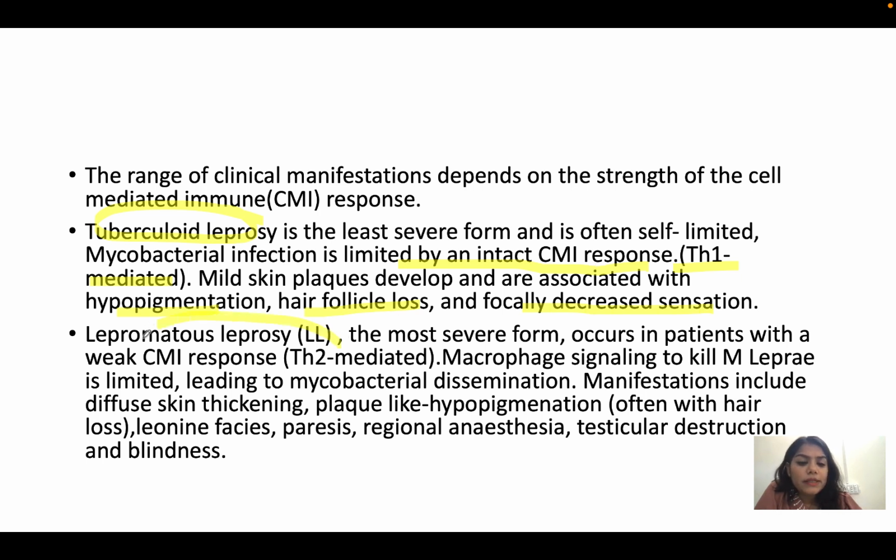And the other pole is the lepromatous leprosy. It is the most severe form, and it occurs in patients who generate a weak response. It is Th2 mediated. Macrophage signaling to kill M. leprae is limited, leading to mycobacterial dissemination. Important word is that there is dissemination. Manifestations include diffuse skin thickening, plaque-like hypopigmentation, hair loss, leonine facies, paresis, regional anesthesia, testicular destruction, and blindness.